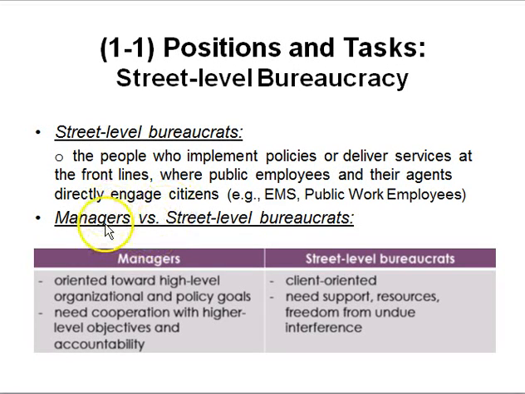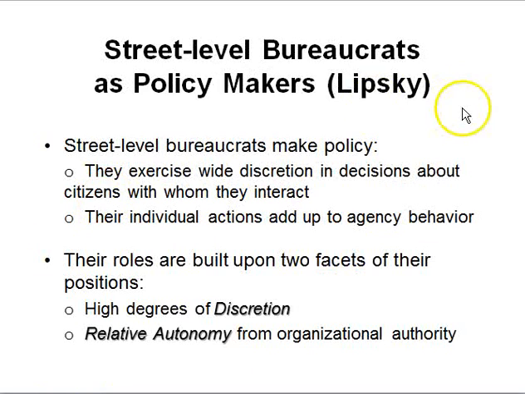There are differences between managers and street level bureaucracy. You can read about it yourself. And then again, Lipsky is one of the scholars in the PA field.